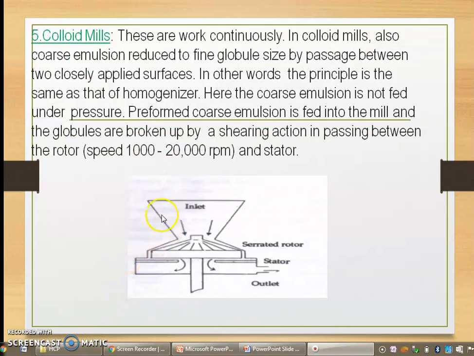Colloidal mills. These work continuously. Here also, a coarse emulsion is reduced to fine globule size by passage between two closely spaced surfaces. In other words, the principle is the same as that of the homogenizer. Here, the coarse emulsion is not fed under pressure. Preformed coarse emulsion is fed into the mill and globules are broken up by shearing action in passage between the rotor, with speed about 1000 to 20,000 rpm, and the stator. This is the inlet, we have serrated rotors, we have the stator, and this is the outlet for the emulsion.